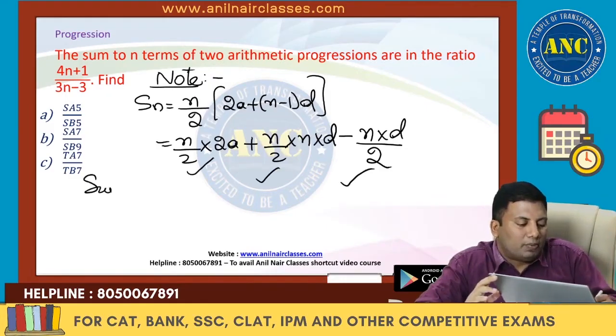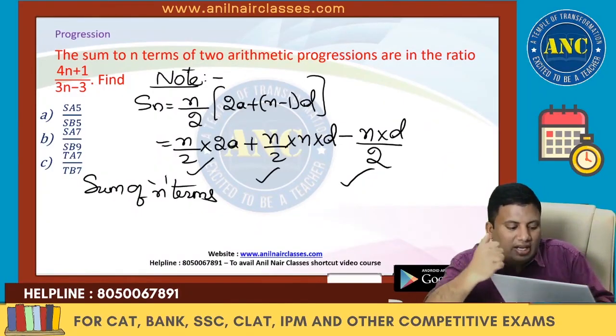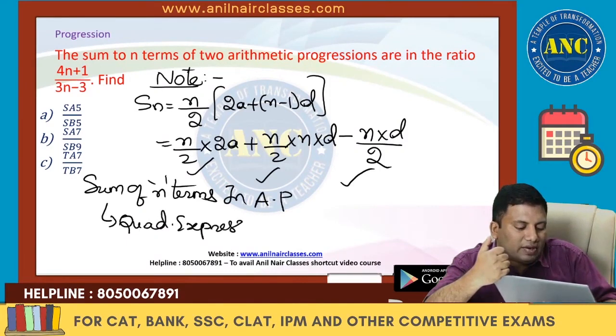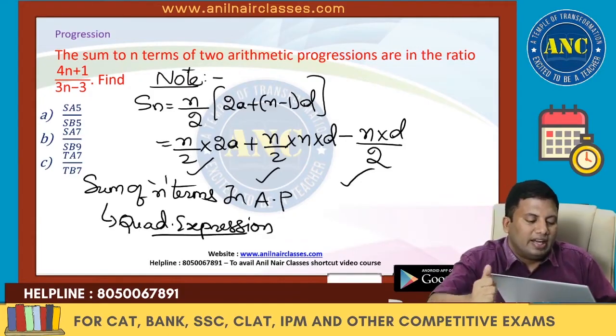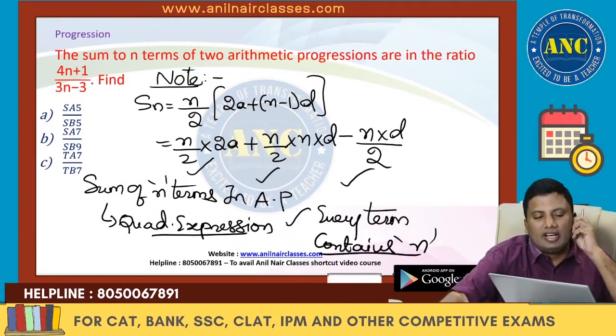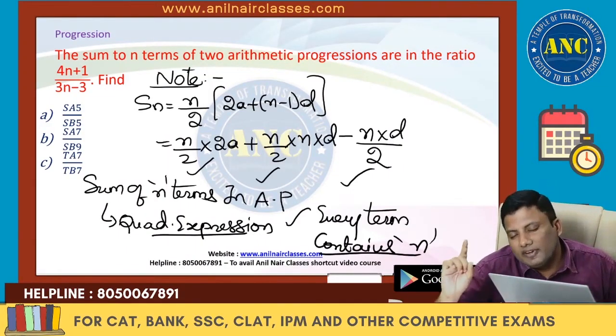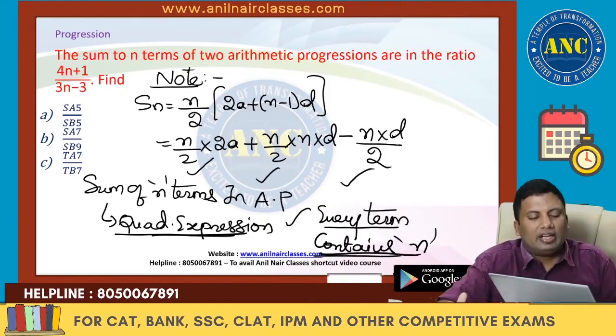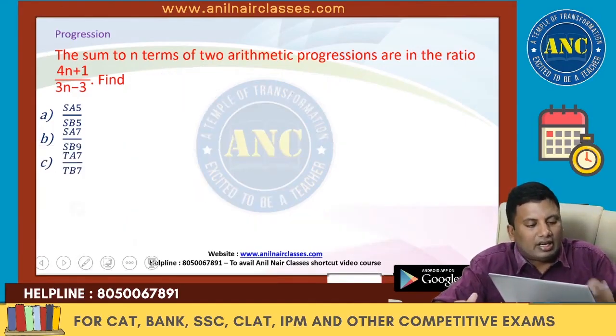So, the first important point: the sum of n terms in an AP is a quadratic expression, because the degree is 2 and every term contains n. Am I right? Every term contains n. The sum of n terms in an AP is a quadratic expression and every term should contain n. Now see here.